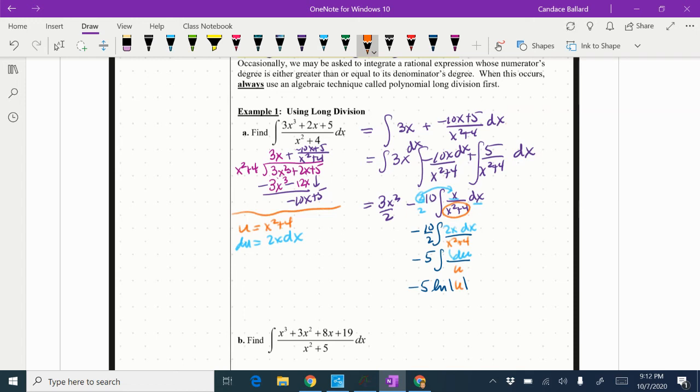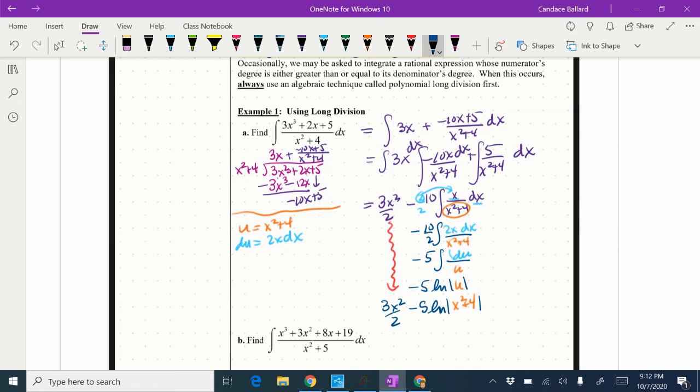And I'll deal with the plus c at the very end of this thing. So my final answer on this one would be negative 5 natural log absolute value of u, which is the x squared plus 4. And then, of course, I'm going to drop this guy down. He should be on all of them. I'm going to drop him out front, 3x squared over 2. Okay, so that took care of the middle term.